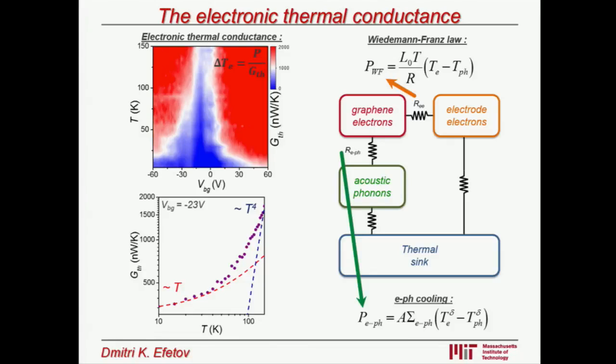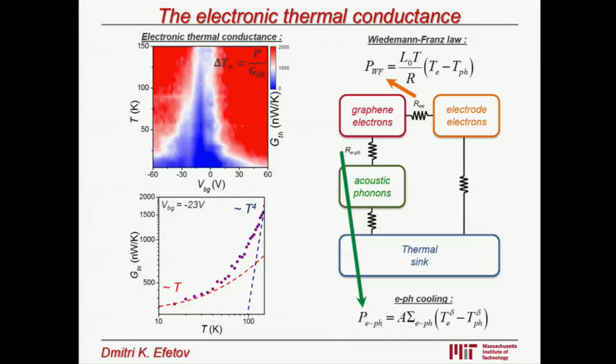And the Wiedemann-Franz law, so the coupling of the electrons in the graphene to the electrodes, follows a linear power law. So basically, from this we can fit our data with those relaxation pathways, and really at low temperatures, we're limited by the Wiedemann-Franz law. So we're limited by the hot electrons diffusing into the leads.